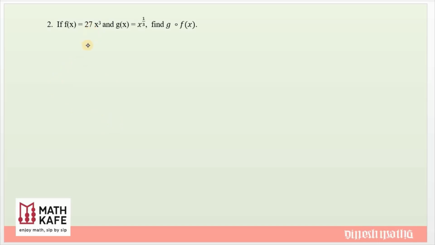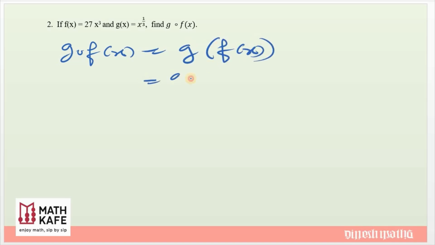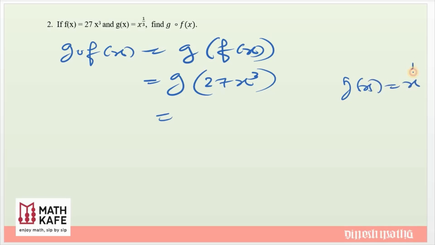Let us see another example. f of x is equal to 27x cube and g of x is equal to x raised to 1 by 3. Find g composition f. g composition f of x will become g of f of x. This is g of, what is f of x? f of x is equal to 27x cube. Now we need to find g of x. So g of x is what? Again compare that value. g of x is x to the power 1 by 3, or cube root of x.